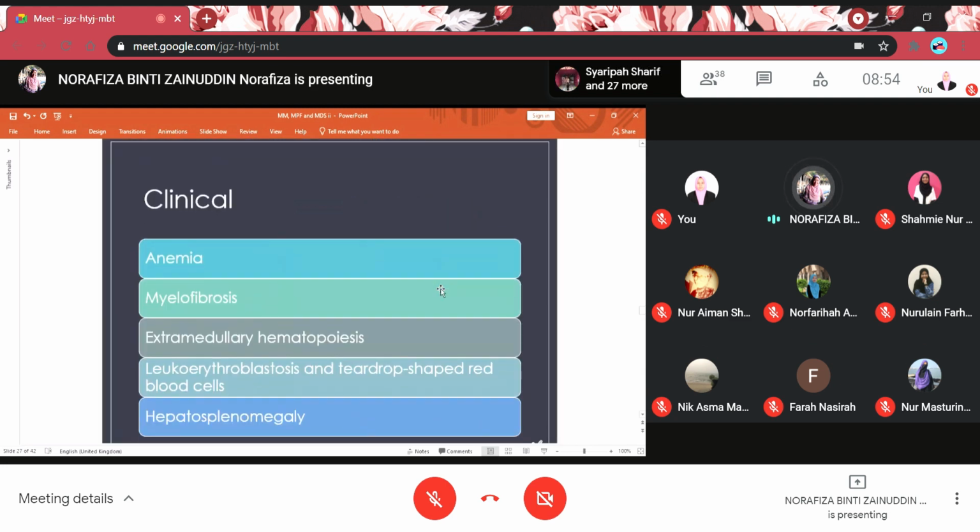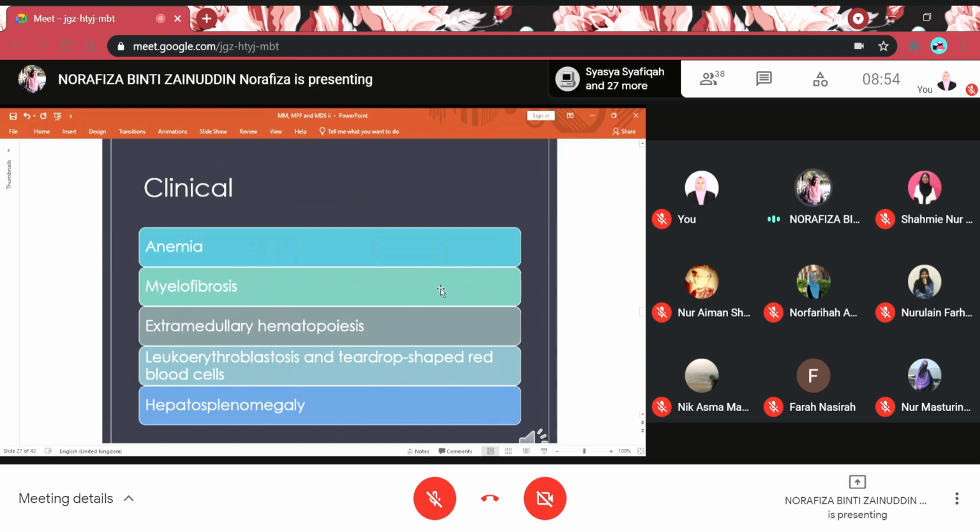Okay, and these are the signs and symptoms. You can see here the clinical characterization. Patients will have anemia, bone marrow fibrosis or myelofibrosis, extramedullary hematopoiesis, leukoerythroblastosis, and also the presence of teardrop-shaped red blood cells. And patients also suffer from hepatosplenomegaly. Okay, and 30% of these patients are asymptomatic at diagnosis.